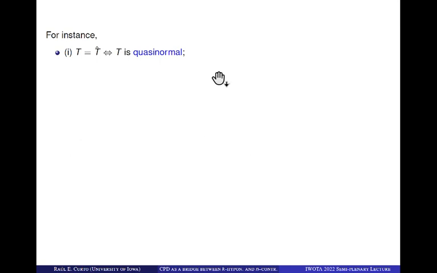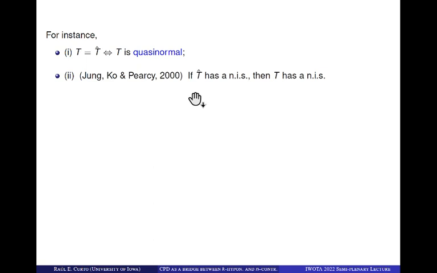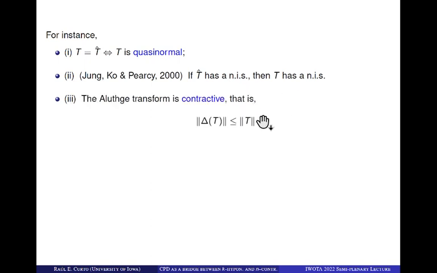But here are some facts about the Aluthge transform. The fixed points of the Aluthge transform are the quasi-normal operators. These are the operators in which the two factors in the polar decomposition commute, or also T and T star T commute. That's another way to define quasi-normality. Jung, Ko and Pearcy proved in 2000 that if the Aluthge transform has non-trivial invariant subspaces, so does the original operator T. The Aluthge transform is contractive.